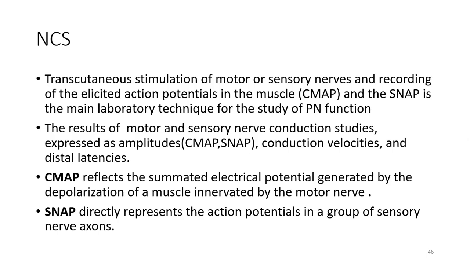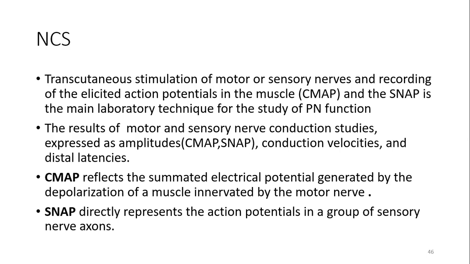So nerve conduction study is stimulation of motor or sensory nerves and recording of the elicited action potential in the muscle. That's what we call the compound muscle action potential, and the sensory nerve action potential is the main laboratory technique in nerve conduction study for studying peripheral nerve function. As I said previously, what I want to talk about today is the correlation of nerve conduction studies with function in the peripheral nervous system.